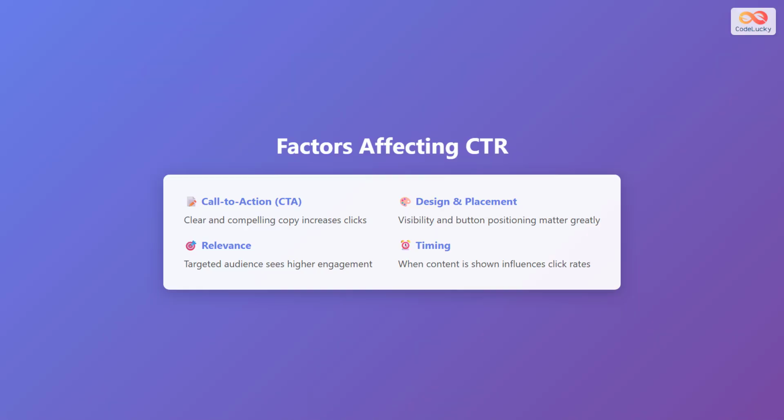Several important factors influence your click-through rate. First, your call to action or CTA matters tremendously. Clear, compelling words that tell people exactly what to do will increase clicks. Second, design and placement are critical. A button that stands out and is placed where people naturally look will get more clicks. Third, relevance is essential. When your content matches what your audience is looking for, they are much more likely to click. Finally, timing plays a role. Showing your link at the right moment, when people are most engaged, will boost your CTR significantly.